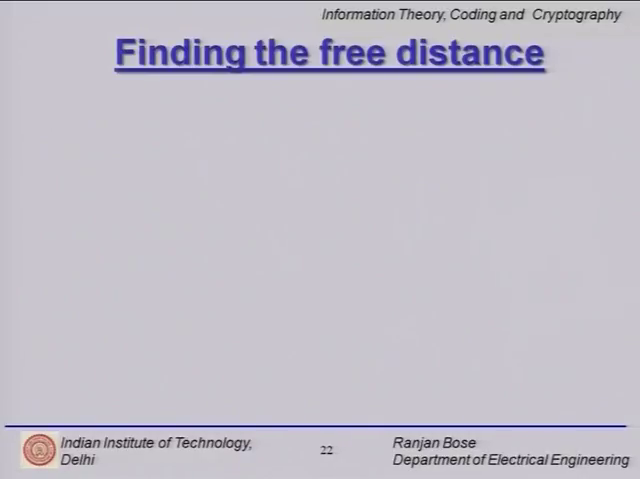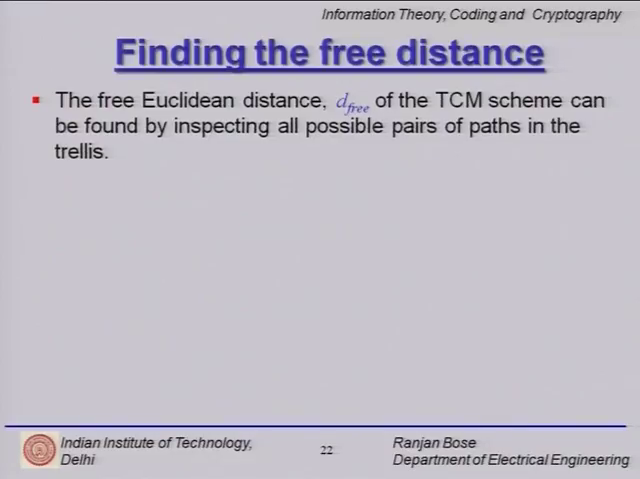So, now we go to the job of finding the free distance. We know that free distance is the single most important parameter which describes how good this trellis code is. So, the free Euclidean distance of the TCM scheme can be found by inspecting all possible pairs of paths in the trellis, not just from the all 0 path. This is because we are dealing with a non-linear code.